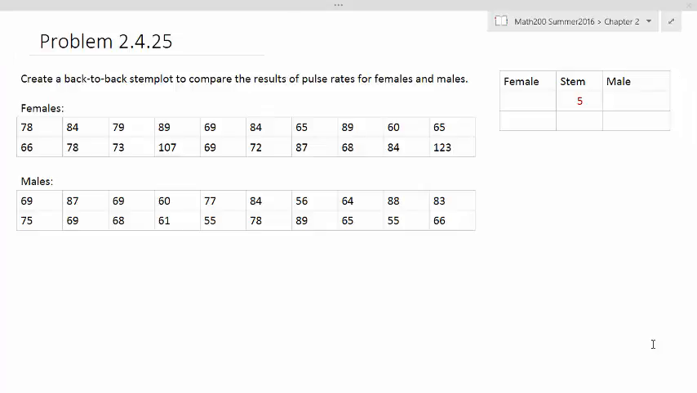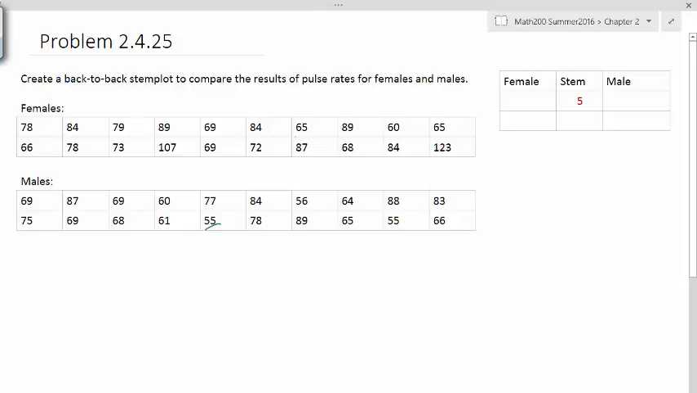This is from section 2.4, similar to a homework problem. It's asking us to create a stem plot, but we have two sets of data and they want a back-to-back stem plot. And so we have the stems here, and the first stem starts at 5, and that's based on the lowest number that you have here. So the lowest number we have here is the males, and the male has a 55.